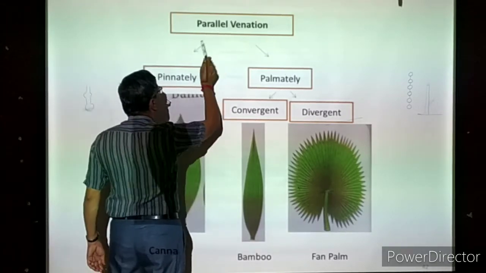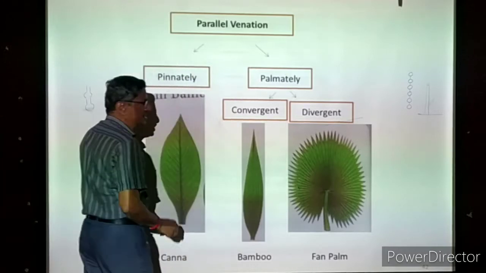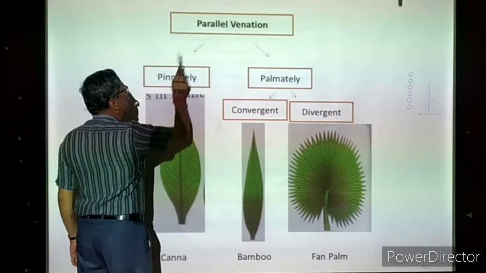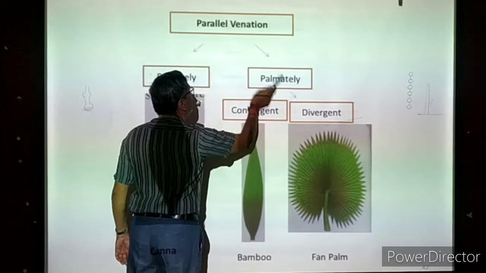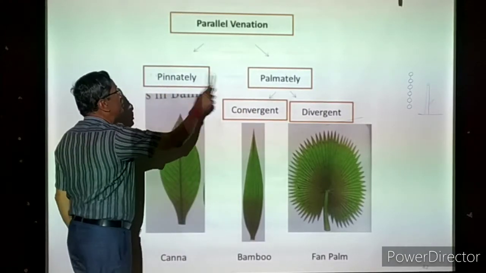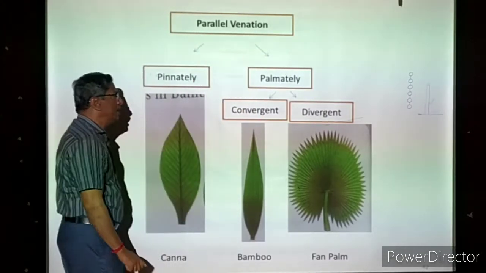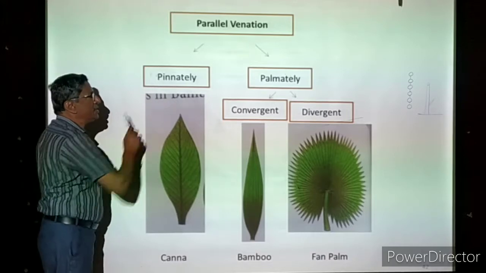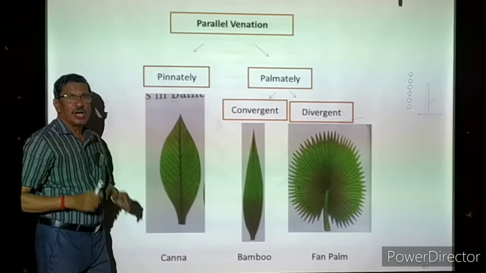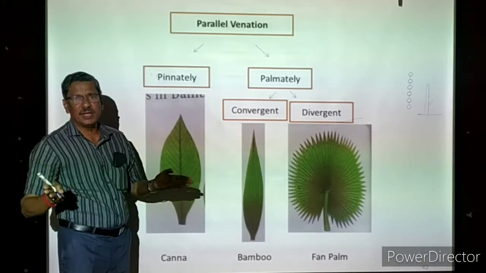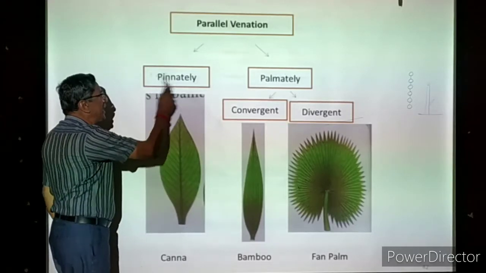The parallel venations are also two types, just like previous one. Pinnately parallel venation, palmately parallel venation. Same terms but applied for parallel venation. Now we are taking pinnately. I already told you the veins are arising on either side of the midrib. That is called a pinnate.